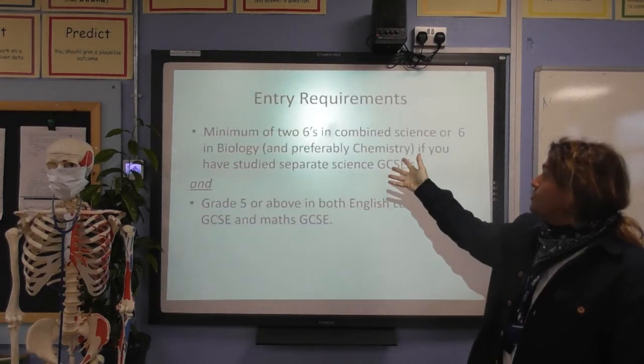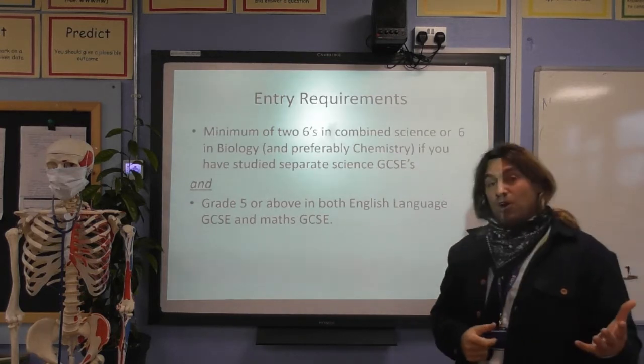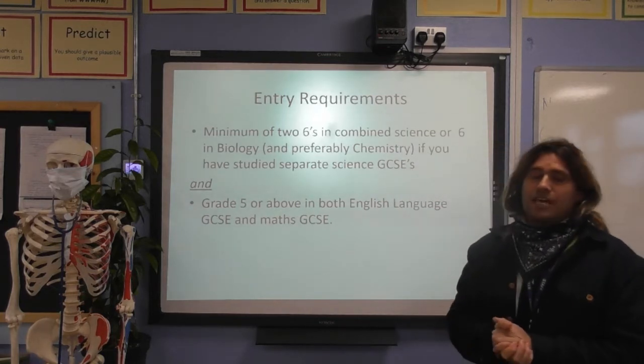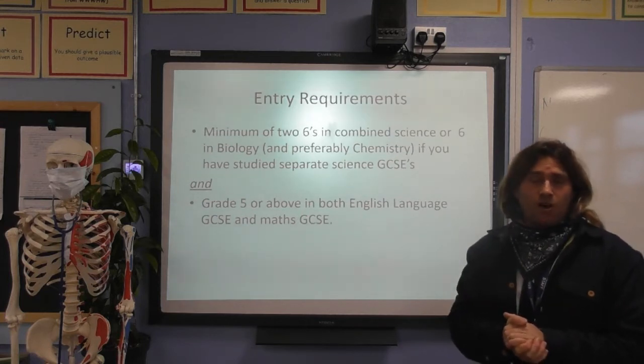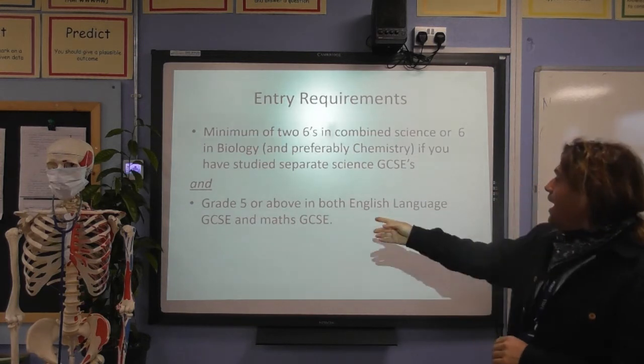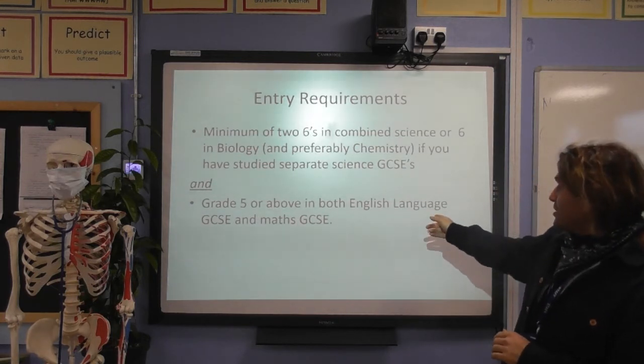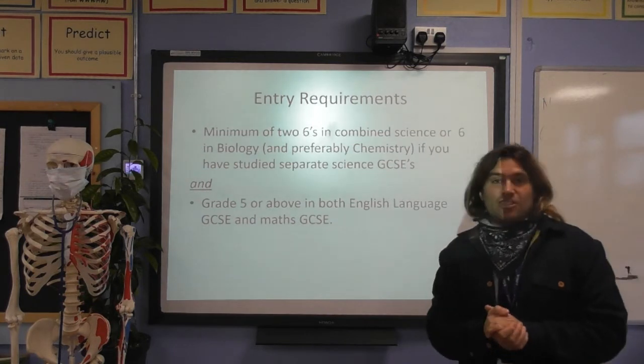What do you need? You need 2 6s in combined science or a 6 in biology, and preferably chemistry. There's a lot of chemistry in biology. You study biological molecules quite early on, which is chemistry really. You also need grade 5 or above in both English language and maths GCSE.